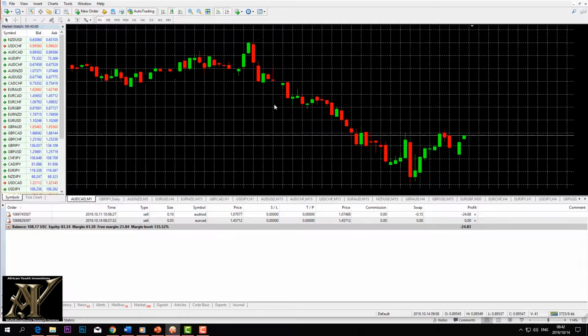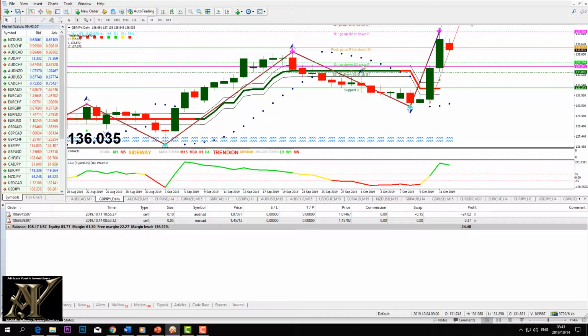I don't like to play this. If I trade like this, I will lose the money, so I don't trade like this. I trade with indicators. It's easy for me. I can see what's going on in the market. I can see here, I can buy here.